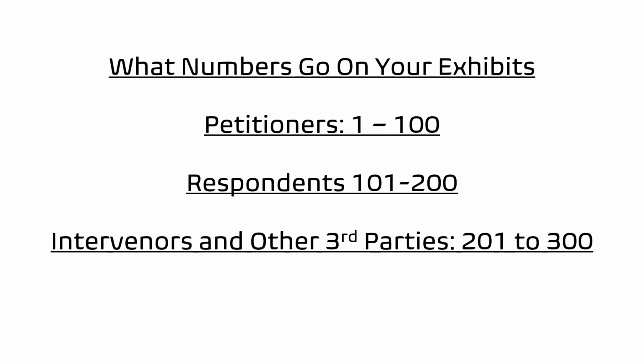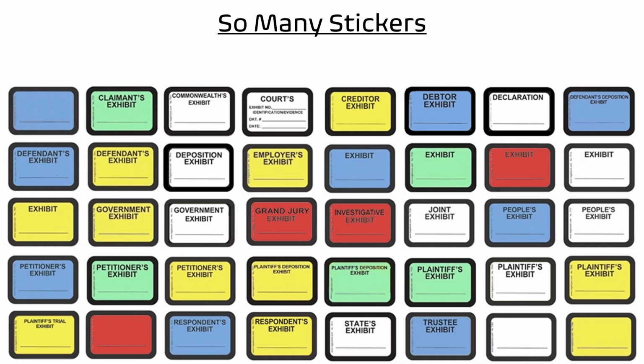So what number do you put on your exhibit? Well, that depends on who you are in the case. If you're a petitioner, you're going to use numbers 1 through 100. If you're a respondent, it's 101 through 200. If you're an intervener or another third party, you're going to use 201 to 300.